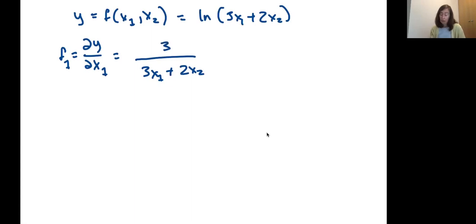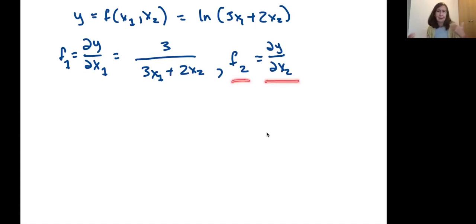That's my partial derivative. And of course, I could take a partial derivative with respect to x2 as well. Now if I'm taking the derivative with respect to x2, I'm holding x1 constant. So that's my partial. You would not normally be writing out the f2 equals del y del x2. You don't need to do that.